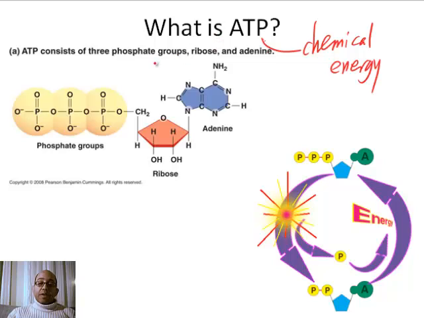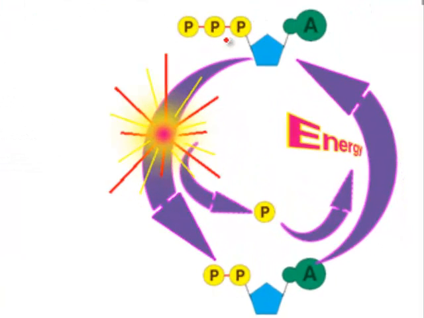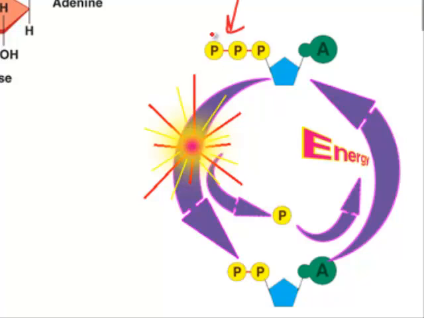So ATP has three parts. It has a ribose sugar, it has an adenine base, and it has three phosphates. That's why it's called adenine triphosphate. Three phosphates. And in this diagram over here on the right, you can see the three phosphates are drawn with three little p's. When you break this last bond right there, you release energy.